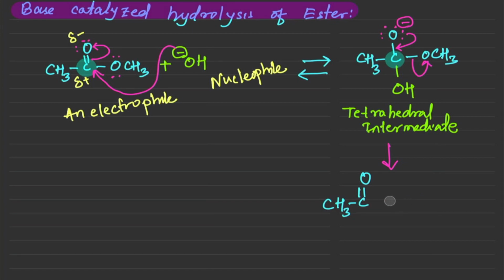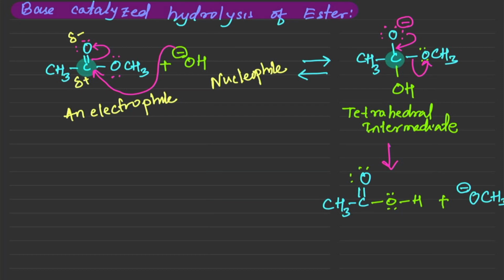Okay, I will show this here, OH, and maybe I want to show the lone pairs. It's not relevant, but just in case. And then what is the other product? The byproduct is going to be CH3O minus. That just leaves the reaction, right?